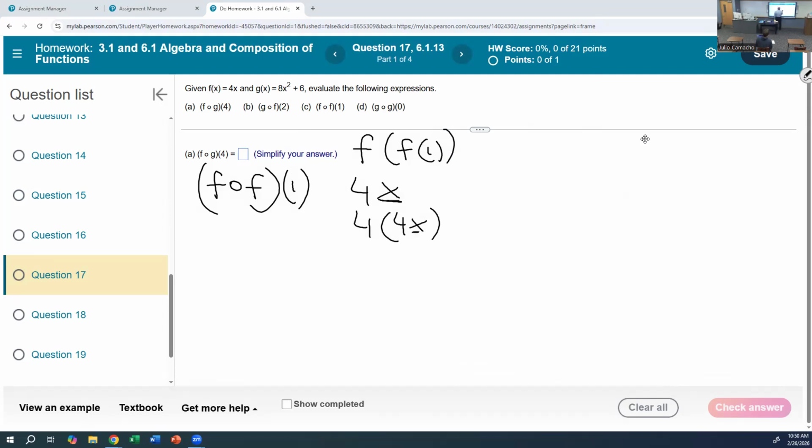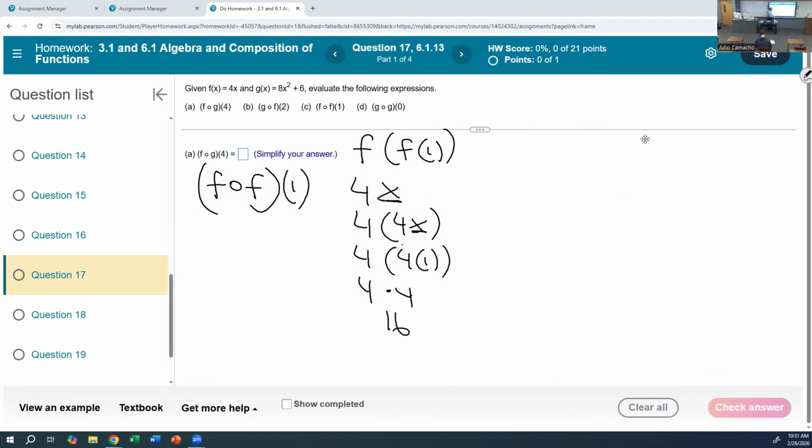And then we replace this x by what? By 1. So you have 4 times 1. All right, 4 times 4, and that will be 16. That is the answer.